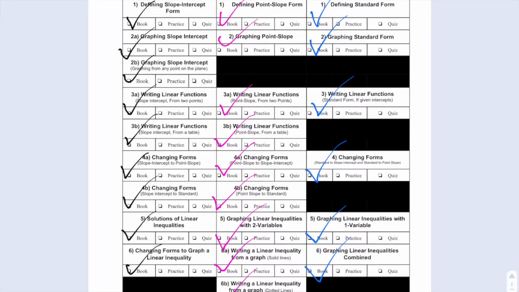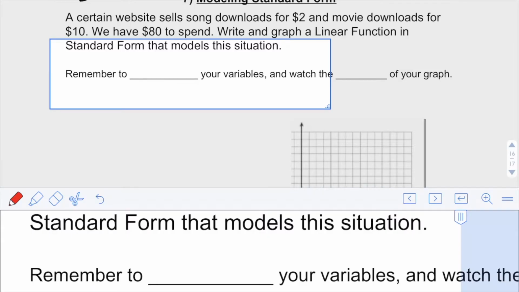Hello Algebra 1 students, here we are in Unit 5, Tier 3, Lesson 7, Modeling the Standard Form. Check off your booklet please. Here we are in Lesson 7 of Tier 3, Modeling Standard Form.